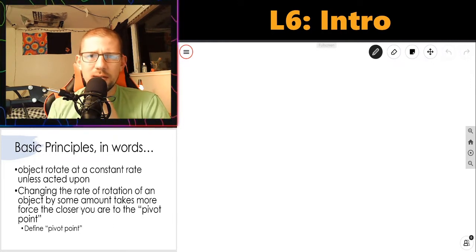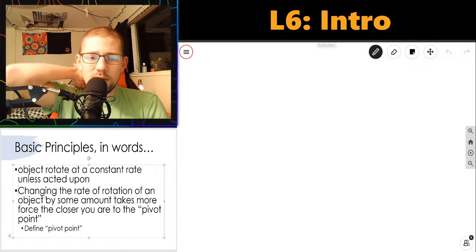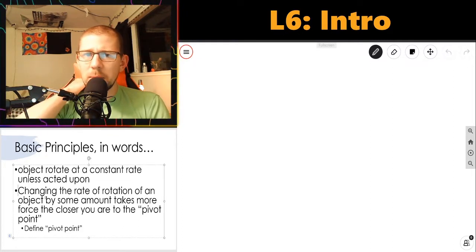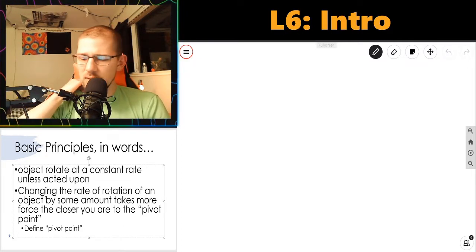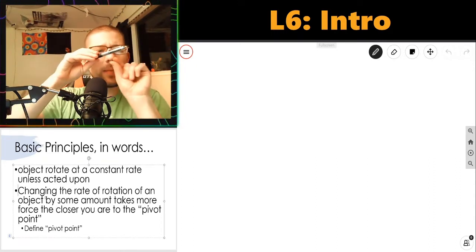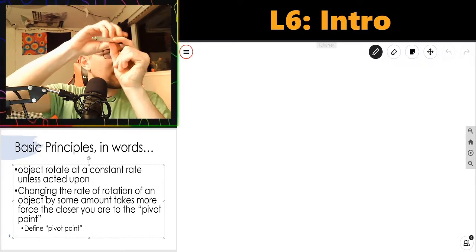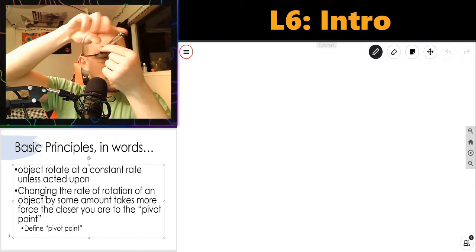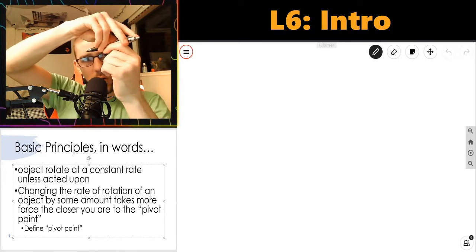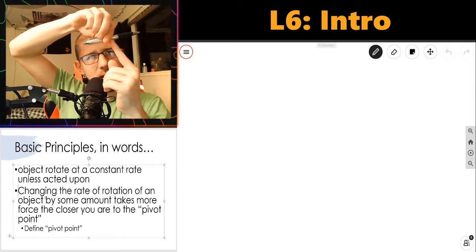And another thing that is a little less intuitive, but I wrote it down anyway so we'd have it from the get-go, is that changing the rate of rotation of an object by some amount takes more force the closer you are to the pivot point. The pivot point being the region that stays at the same point in space as I rotate. So for example, if I've got this pen and I start rotating it, my pivot point would be like the center of the pen. This part that's not moving as I rotate it.